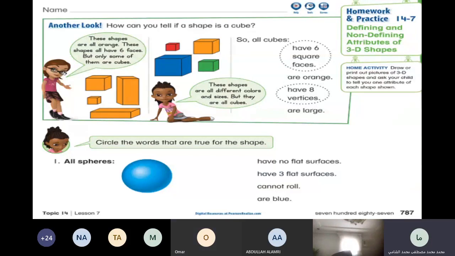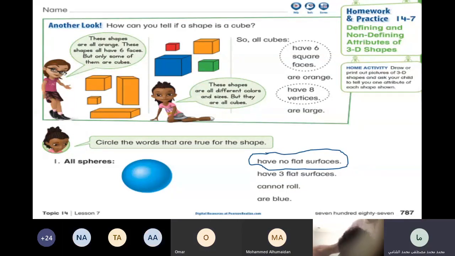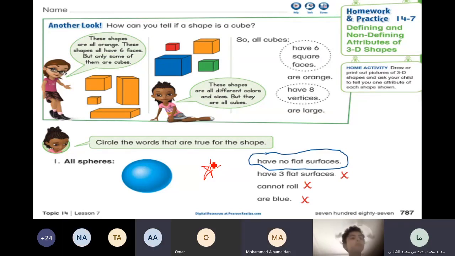Answer by yourself. All spheres have no flat surface, or have 3 flat surfaces, or can't roll. All spheres have no flat surface. Excellent. Well done. Can't roll is wrong. Have three flat surfaces, wrong. Are blue? No, color doesn't matter, so wrong. So just have no flat surface.